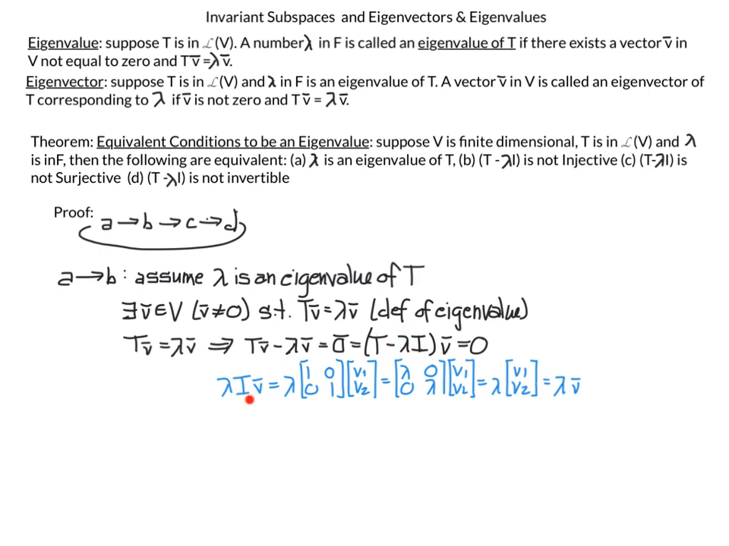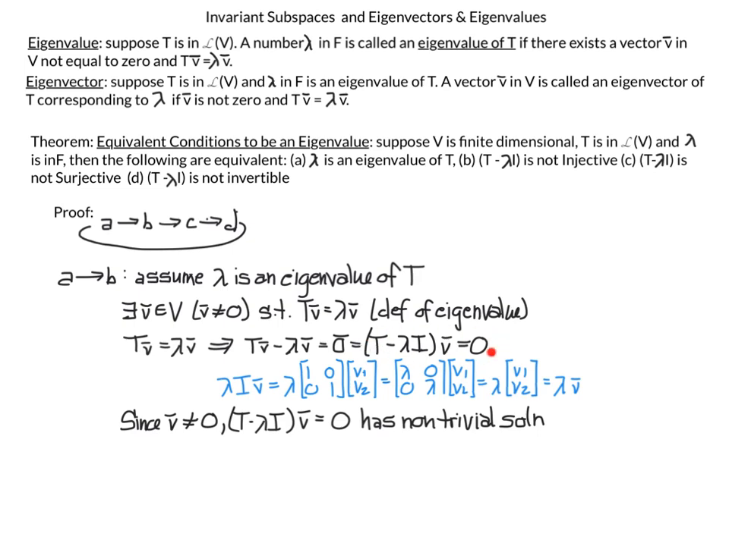And I just want to take a closer look at this lambda I v. We can multiply lambda times, in this case, I just chose a 2 by 2, I was assuming we're in R2, identity matrix times v, and you can see then lambda will multiply our matrix, and we get the matrix with lambda, 0, 0, lambda times v, which is equivalent to lambda times (v1, v2), which is equal to lambda v.